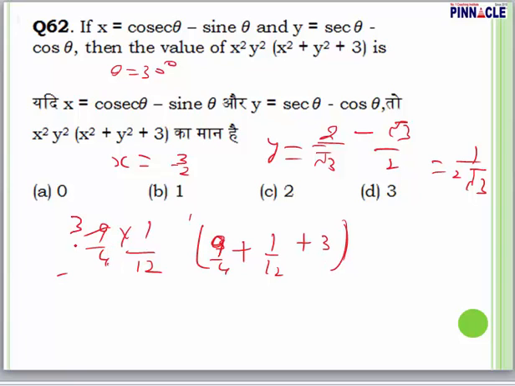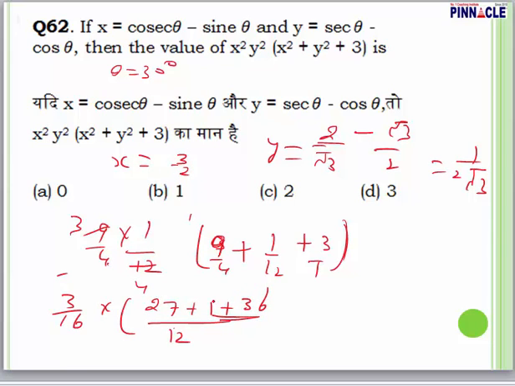So it will be 3 by 16 into, take LCM 12, 37 plus 27, 37 plus 20, 57 plus 7, 64. You can say 3 by 16 into 64 by 12. So we will have 4 into 3, 12, 12 by 12, that is 1. 1 should be the answer. Question number 62, 1 should be the answer.